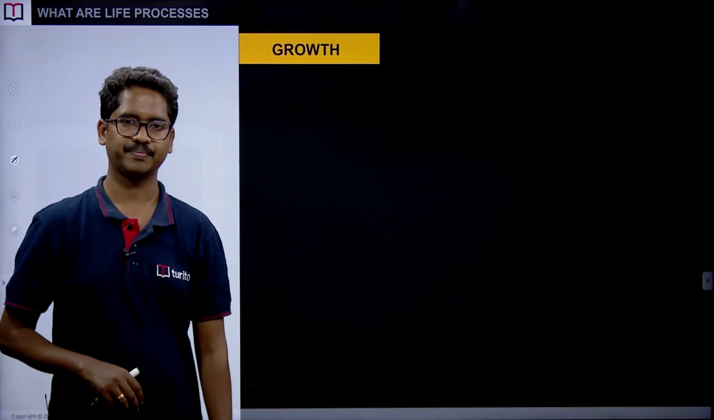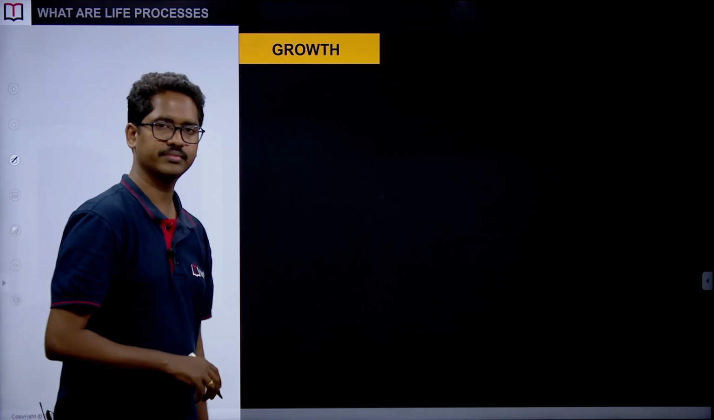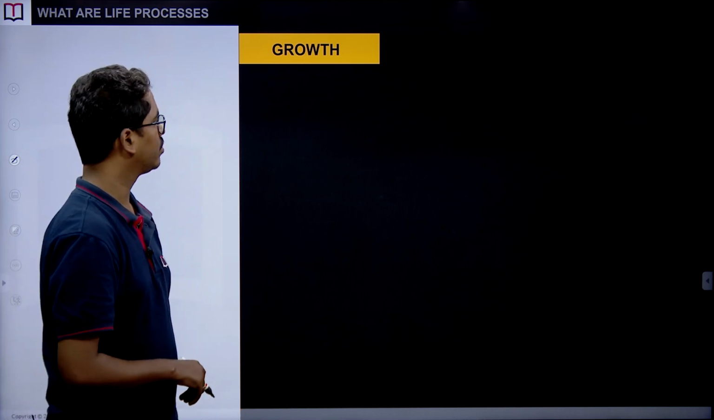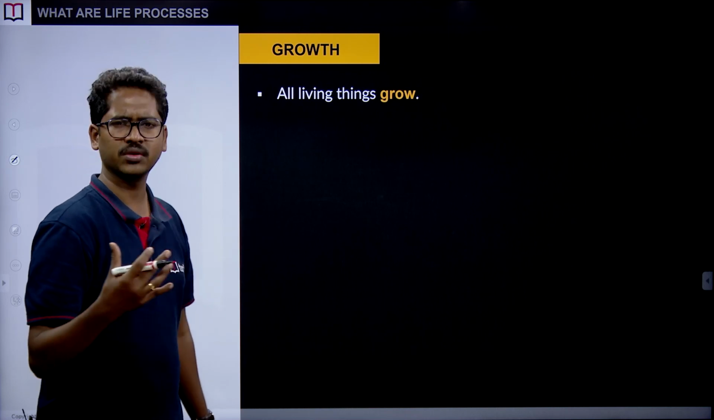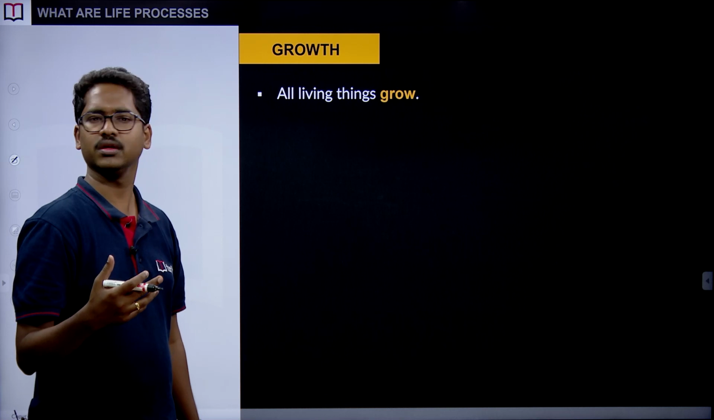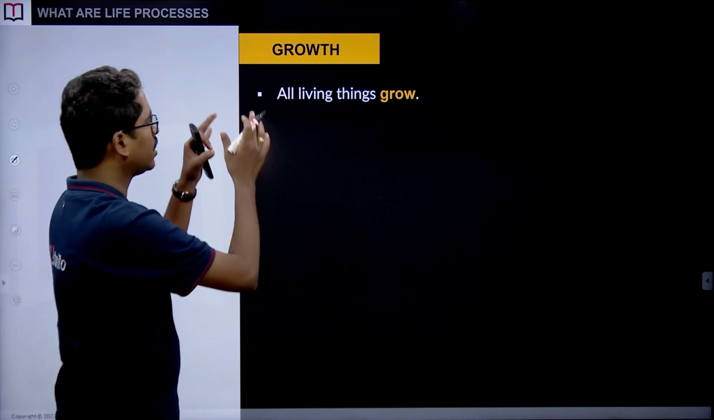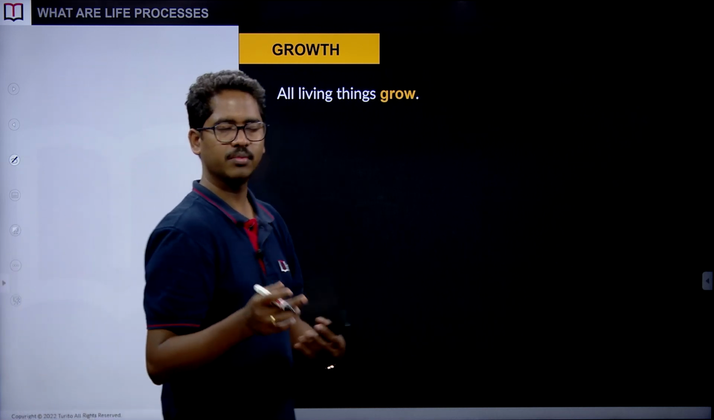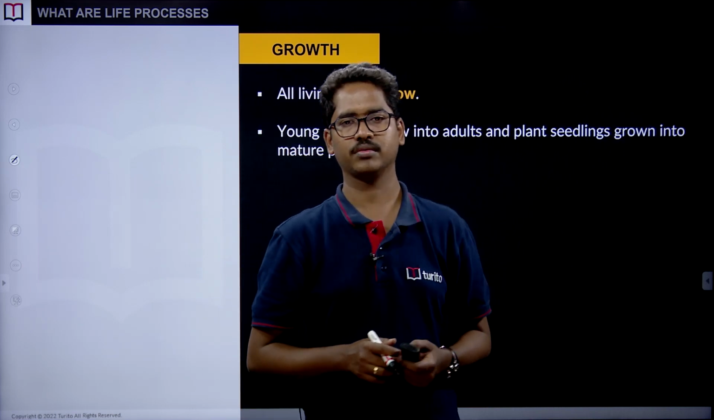Sensitivity is important. Next is growth. Okay, you see a growth, all living things grow. Okay, these days we say even non-living things are growing, but using just this criterion we cannot say that they belong to the living category. So, it is not possible, right.